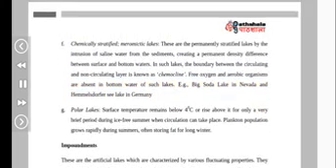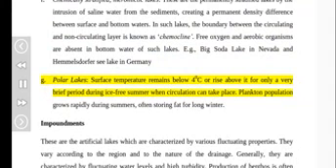G. Polar lakes. Surface temperature remains below 4°C or rises above it for only a very brief period during ice-free summer when circulation can take place. Plankton population grows rapidly during summers, often storing fat for the long winter.